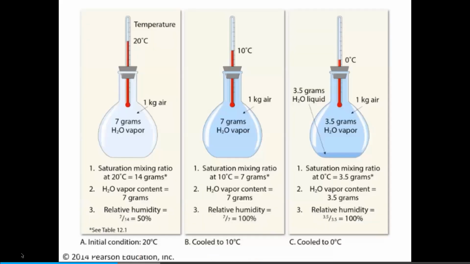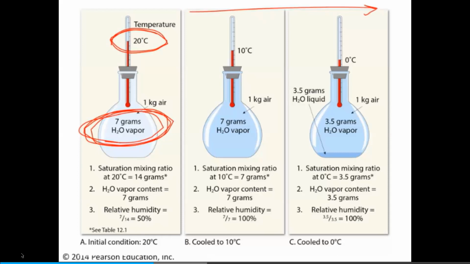Well, it basically has to do with how saturated with water the air is. So here's an experiment. We've got a flask, and in this flask are 7 grams of water vapor. That's our sort of starting point. And this is at 20 degrees Celsius. And what we're going to do is, over the course of the experiment, we're going to cool it down, going towards the right. Once we get it down to 10 degrees Celsius, you can see that the air has become saturated. Okay, so basically its relative humidity is 100%.